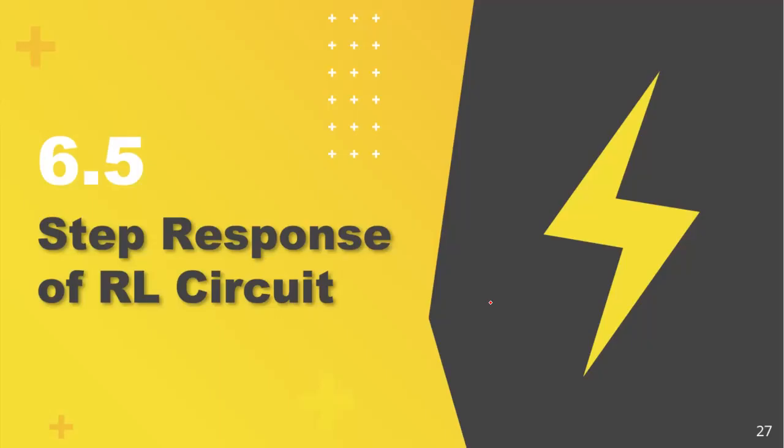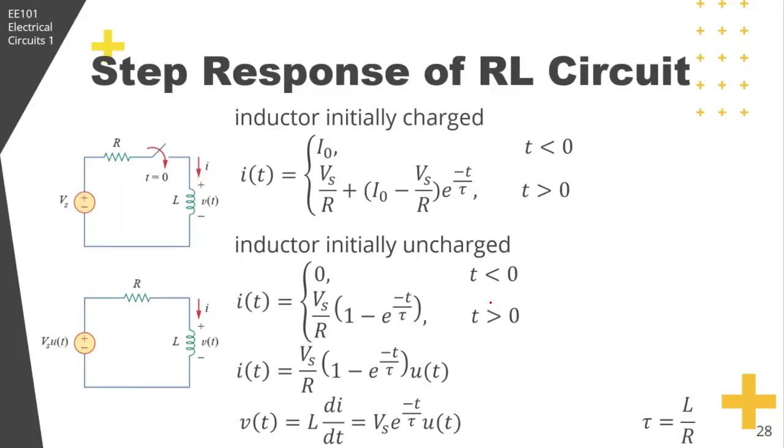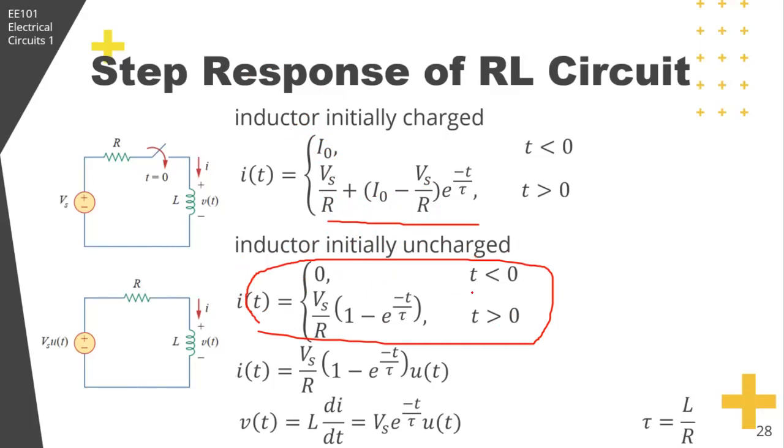Okay. So now the step response of the RL circuit. For the step response of the RL circuit, it is the same idea as the step response of the RC circuit. At time 0, there is an initial current in the inductor, then at time greater than 0, this applies. But if uncharged, meaning no initial current, it is just 0. And we'll have this expression, which can be represented using the unit step function.